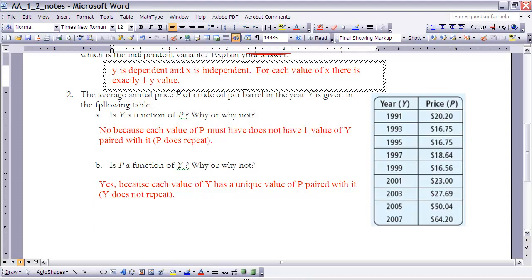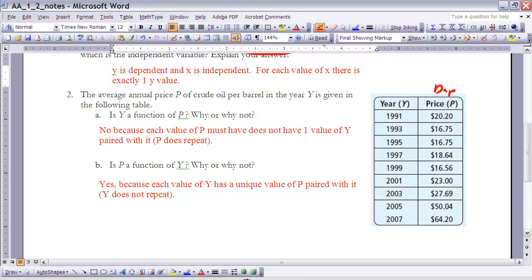Remember, dependent is a function of independent. Well, I know that this has to be my dependent variable, and this has to be my independent variable, because these do not repeat and these do repeat. Therefore, is y a function of p? The answer to that is no, because each value of p does not have one value of y paired with it. Okay, 1675 is paired with 1993, and it's paired with 1995, therefore it cannot be the independent variable.